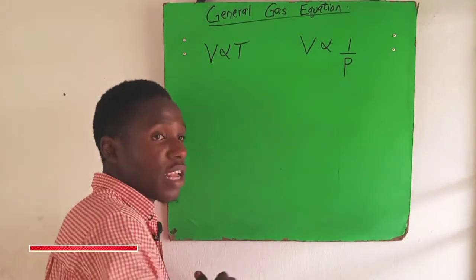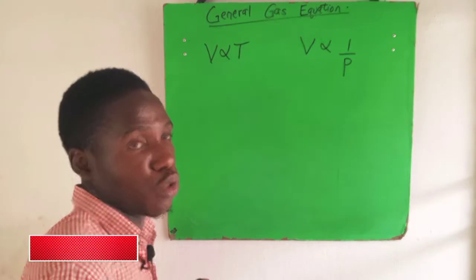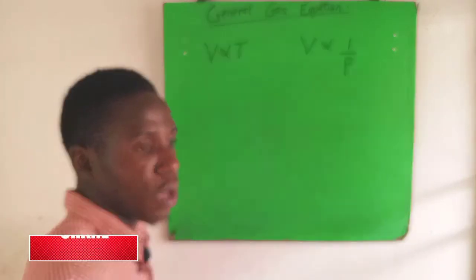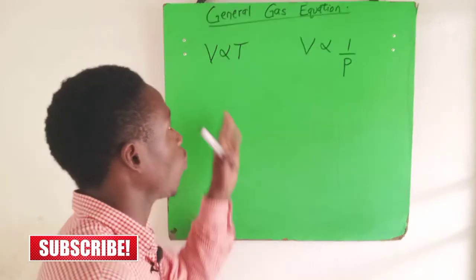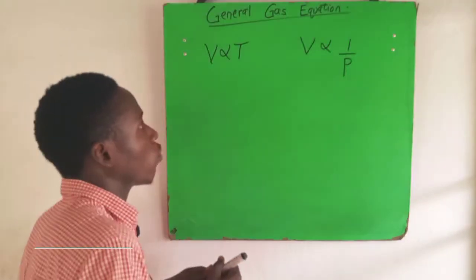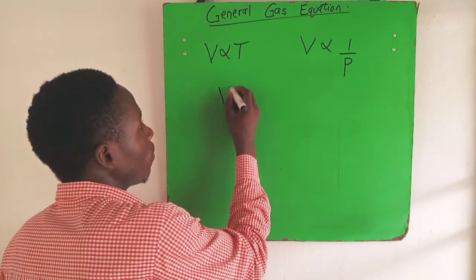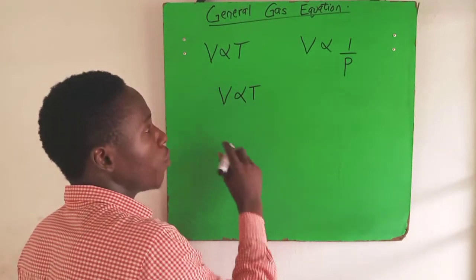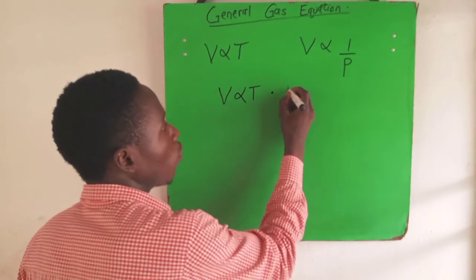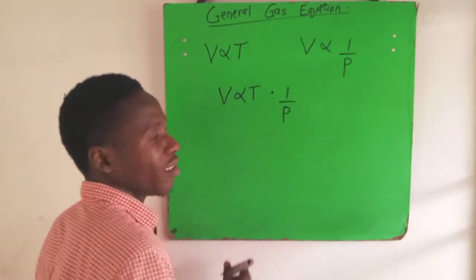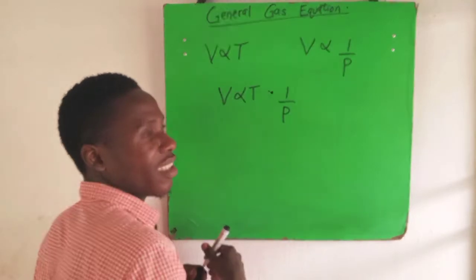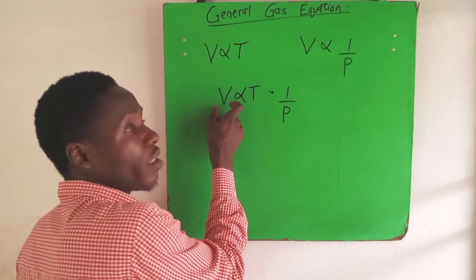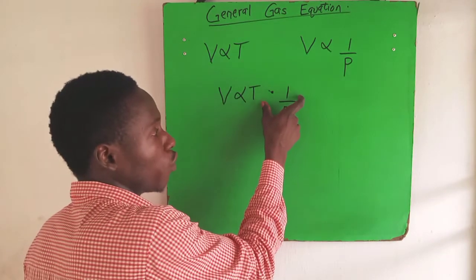So all it took to get the general gas equation is to combine these two equations into one. Since they have a common relationship in volume, why don't we express volume in one statement under the two conditions. So volume is directly proportional to temperature, but this same volume is inversely proportional to pressure.